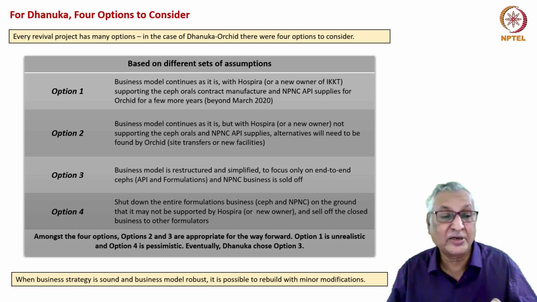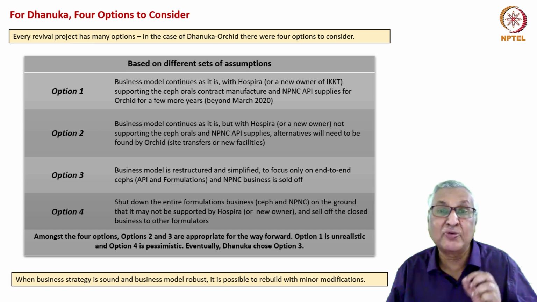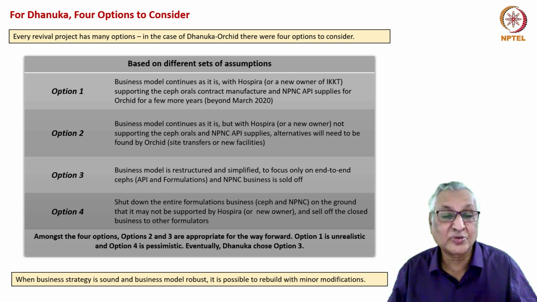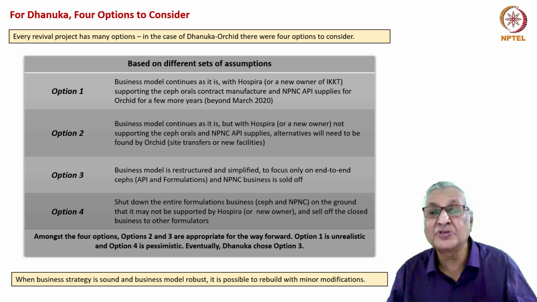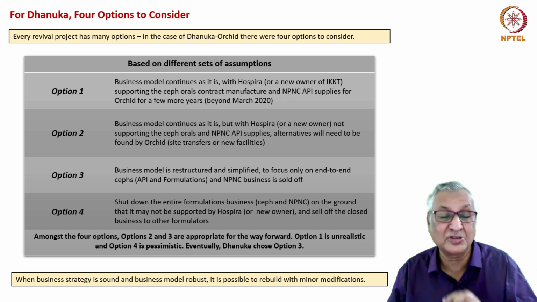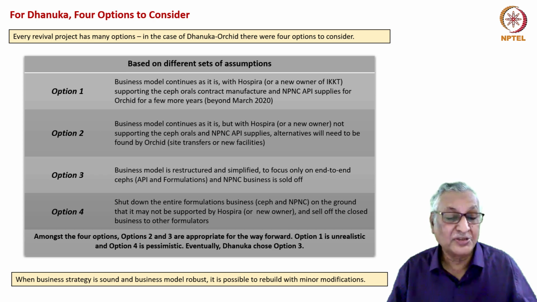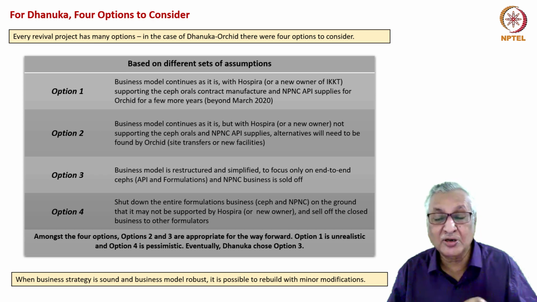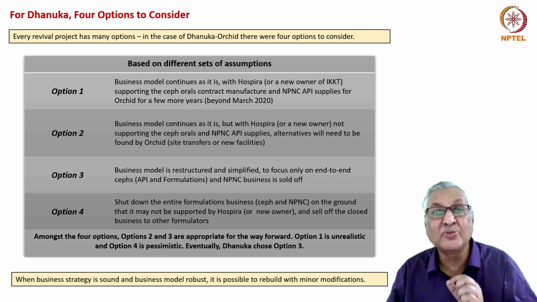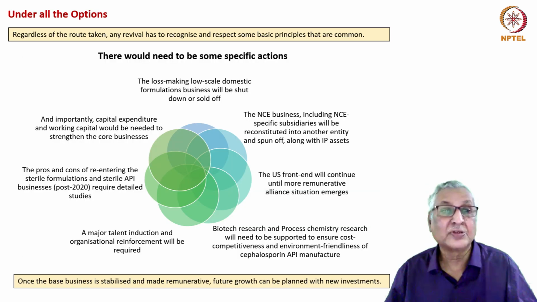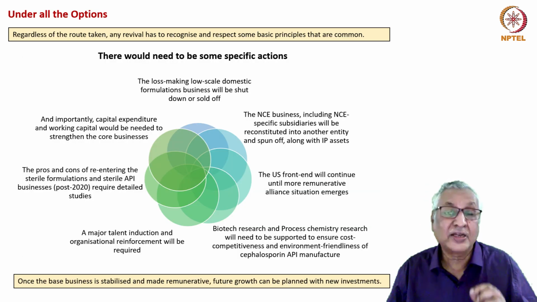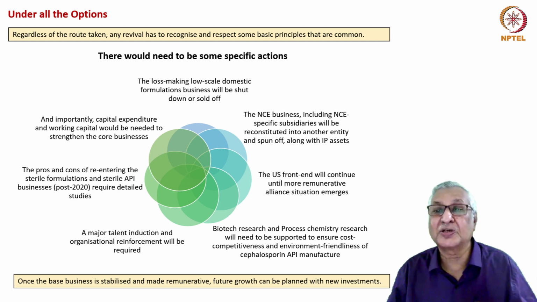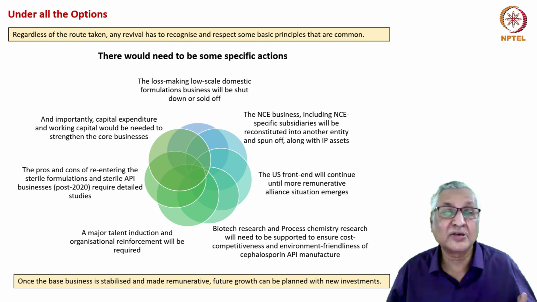Finally, Dhanuka made the choice in terms of option 3, that is restructuring and simplification of the business model, focusing on only the end-to-end cephalosporins business, API and formulations, and selling of the NPNC business, which eventually was sold off as a joint venture. When business strategy is sound and business model robust, it is possible to rebuild with minor modifications. Regardless of the route taken, any revival has to recognize and respect some basic principles that are common.